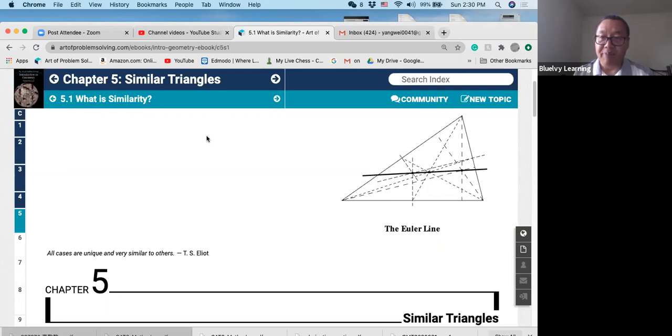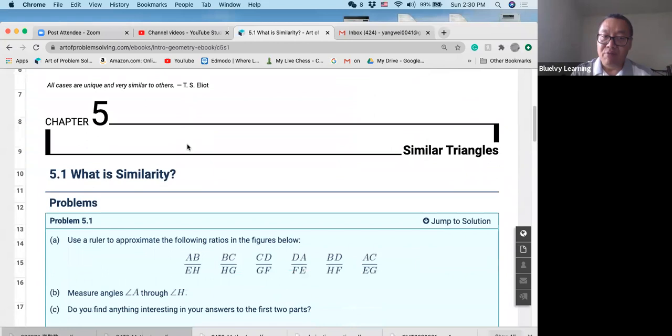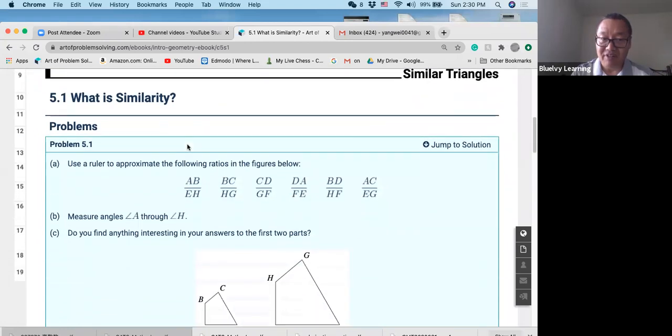Now, starting from this chapter, we'll learn about two triangles that are similar. That means the shape is the same, but the size may be different. Okay? Now let's see what the concept is like. What is similarity?